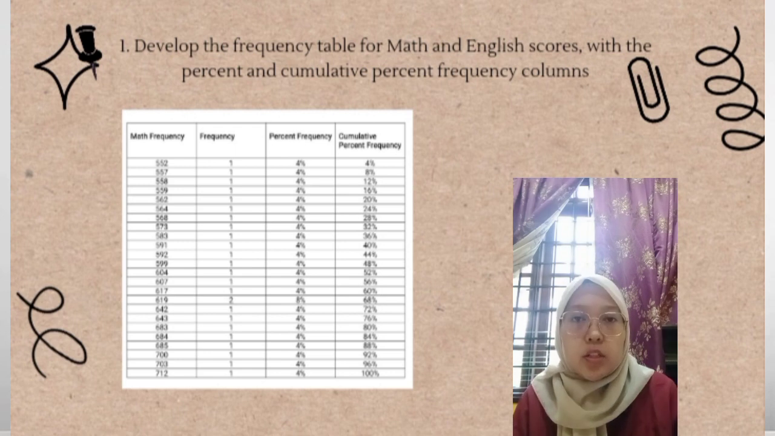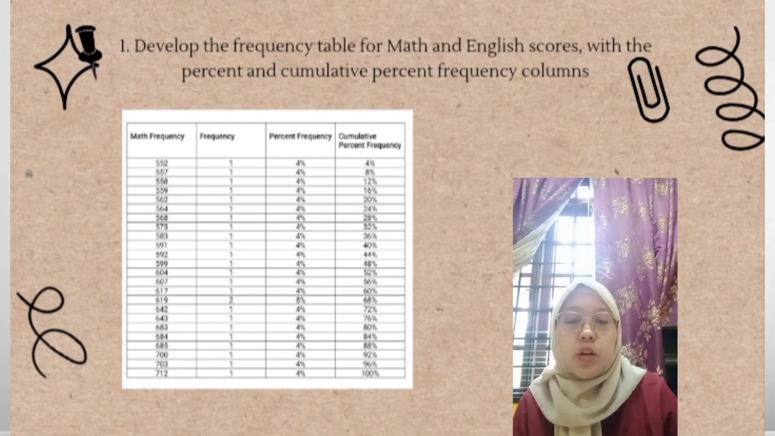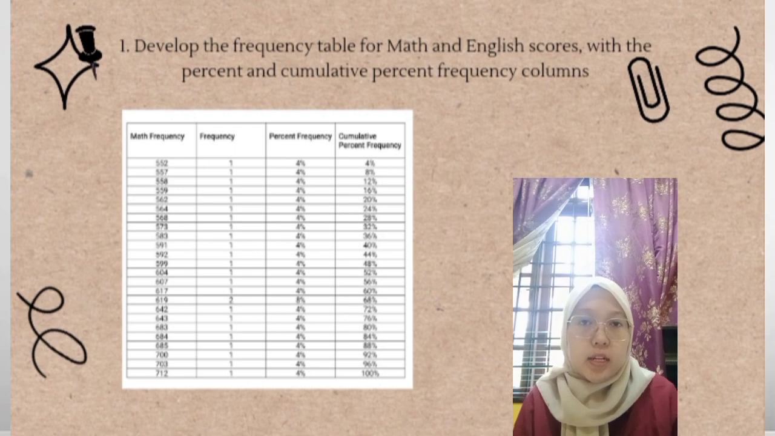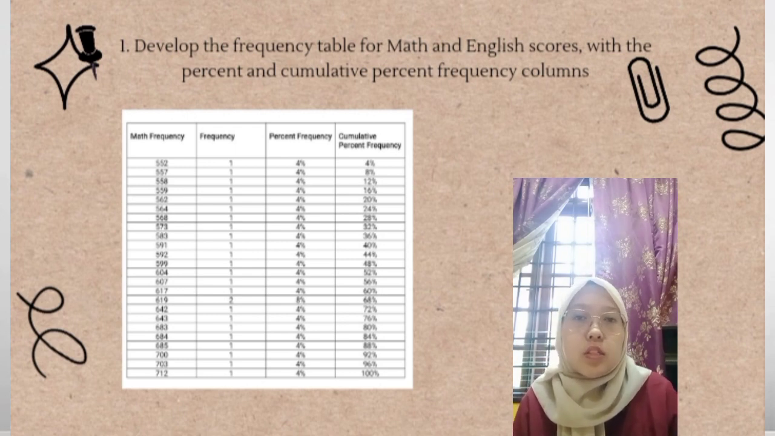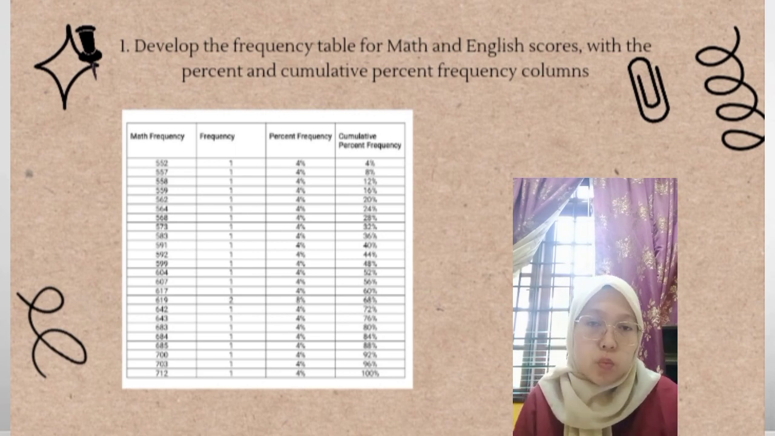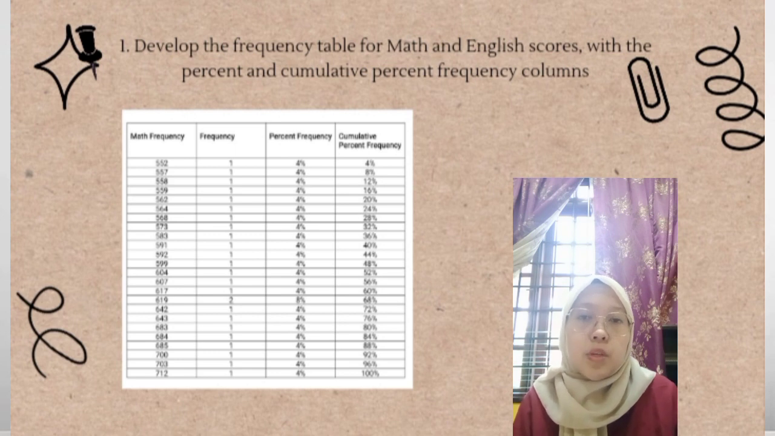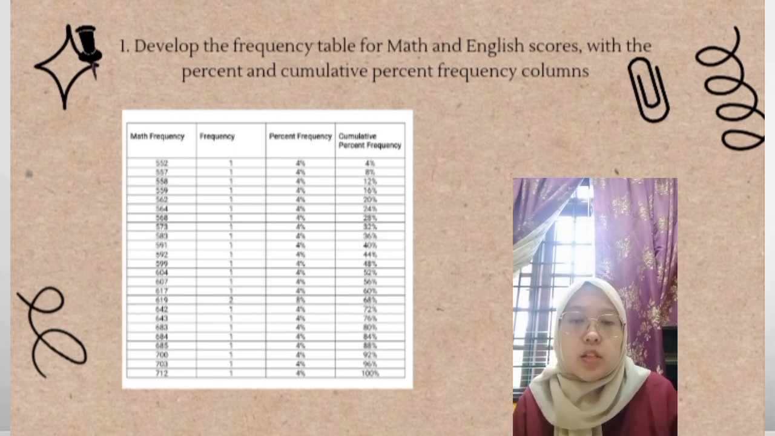For number 1, the question required students to develop a frequency table for math and English scores, with a percent and cumulative percent frequency column. In this question, I developed two tables for two different subjects. Firstly, for math, the data is given in a random order, so to make the calculation easier, I arranged it from the lowest to the highest number. The lowest number is 552 and the highest number is 712.